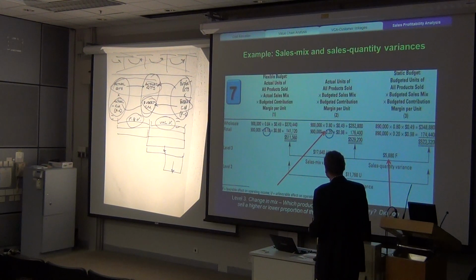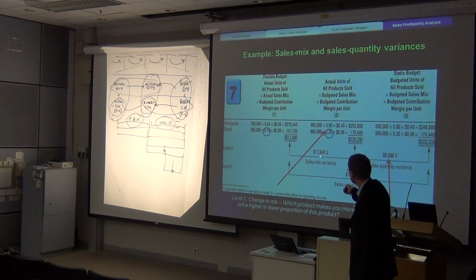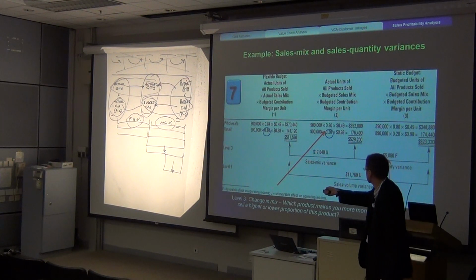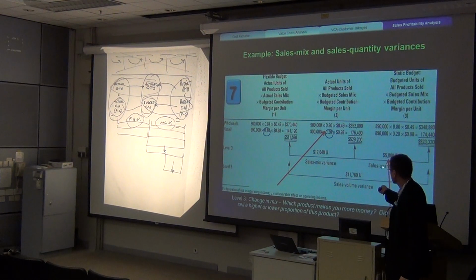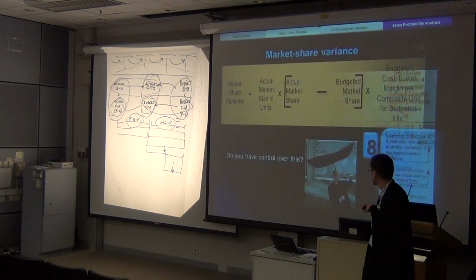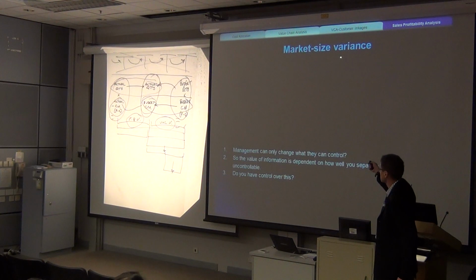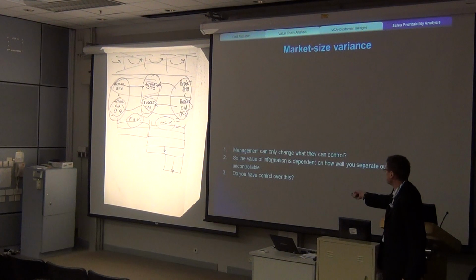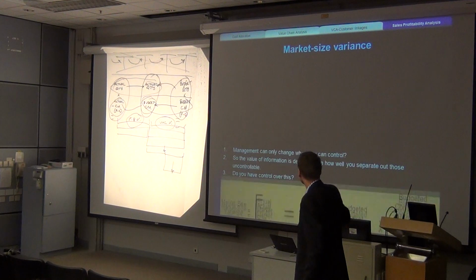I won't show you everything, but here's the basic framework. We're breaking this down into sales mix and quantity, and to get sales volume, which is broken into two parts. Why? Because one group may be in charge of quantity, and someone else may be in charge of sales mix. So in part 8, we looked at the market size variances, which is the volume variance cut into two again, down to here. Management can only change what they can control.